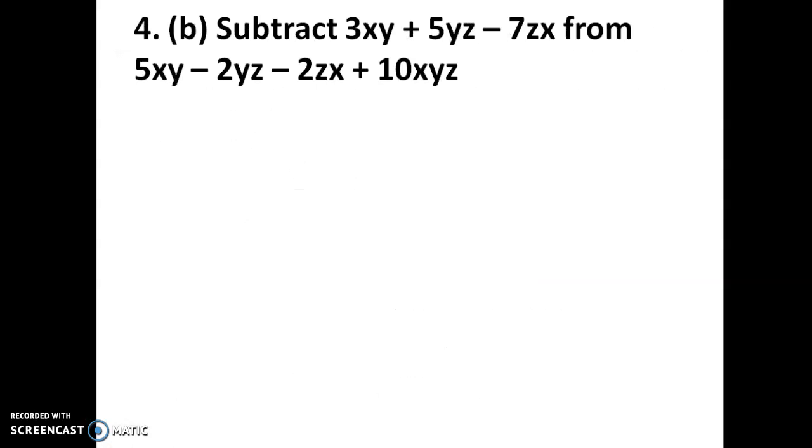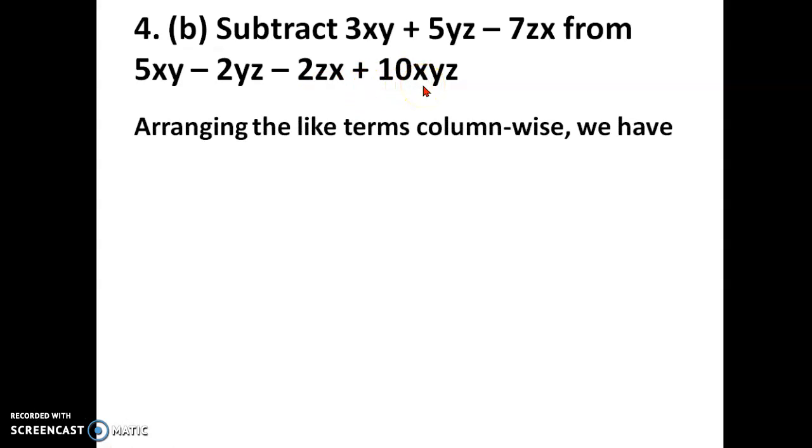Then subtraction now. Subtract 3xy plus 5yz minus 7zx from, okay, one more expression is given. So you know, right? This has to be subtracted from this. So this should be written on the top, okay. Then here also, in the same way, you have to rearrange according to the like terms, okay.